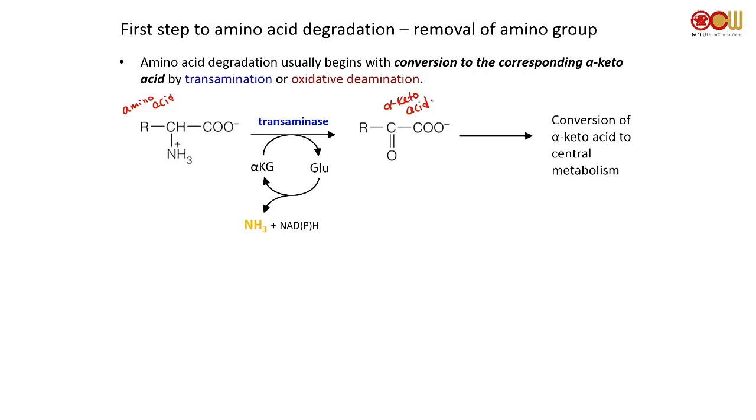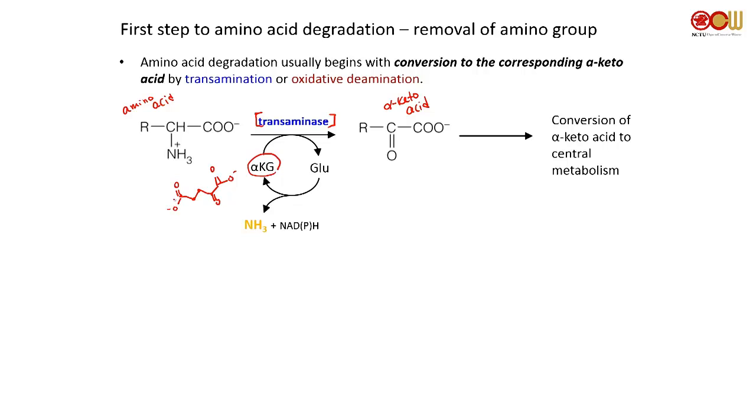So the easiest way to go from amino acid to keto acid will be using this enzyme called a transaminase. Essentially what it's going to do is use alpha-KG. By the way, alpha-KG looks like this. So for those of you that don't remember, 1, 2, 3, 4, 5.